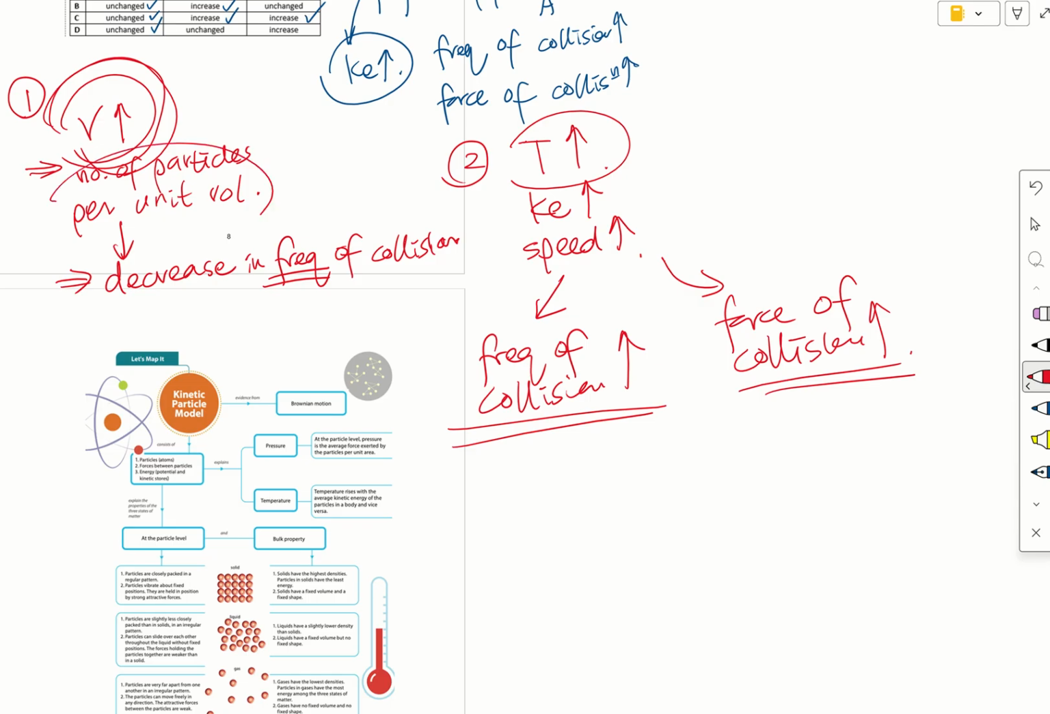Okay, so you need to know this term, the number of particles per unit volume. If volume increases, then the number of particles per unit volume will decrease, and that will lead to a decrease in the frequency of collision. So you can use this to answer the question depending on which scenario they give.